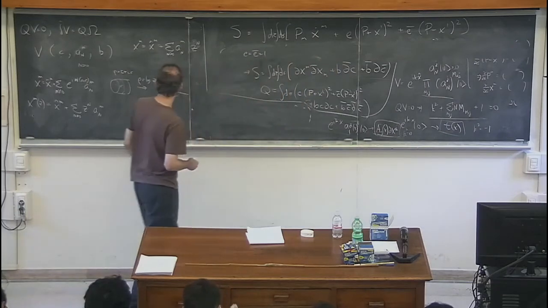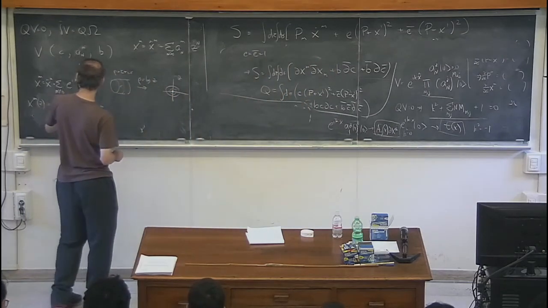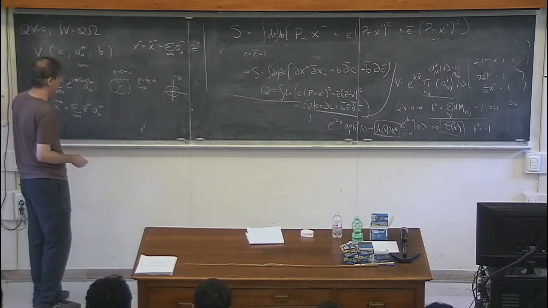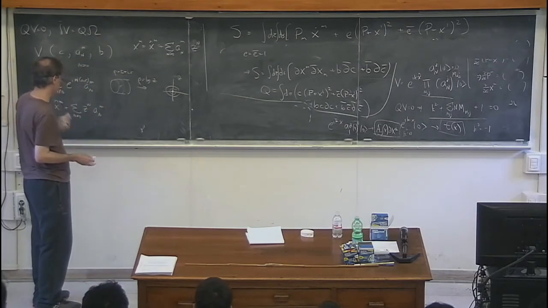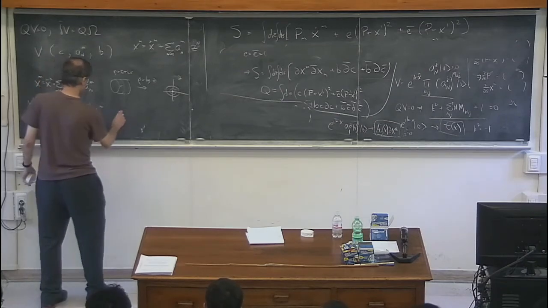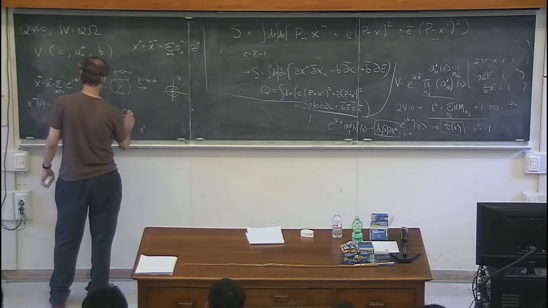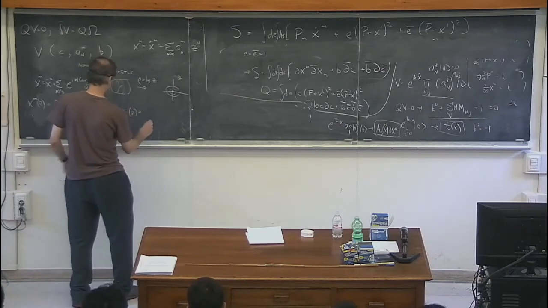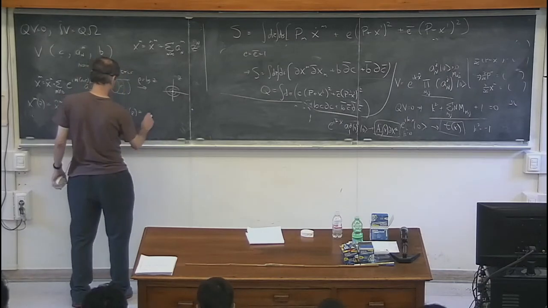So what we want to do is choose some of the c modes to be creation and some of the b modes to be creation and the others to be annihilation. So naively, you might think you want to define c of z to be equal to c0.